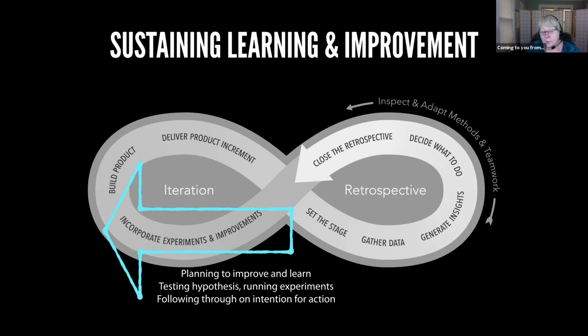So what we want to do is make sure we have some way of sustaining the learning and the improvement actions that we want to do. So we talk about that. We have that built into the ongoing efforts that we have. So after the retrospective, when we're moving back into the work, we need to still be thinking about how we are going to incorporate those improvements in what we do.